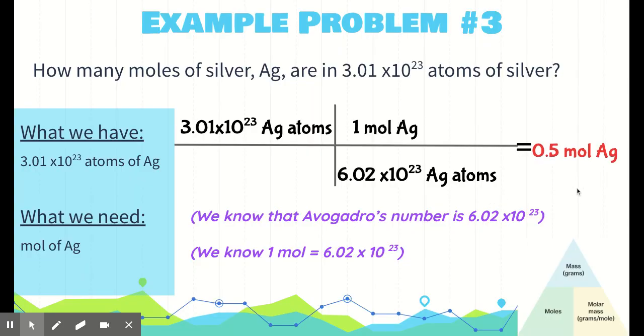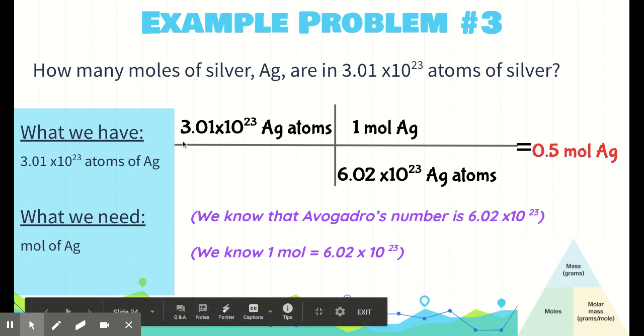For our last example, I believe this is the last one. How many moles of silver are in 3.01 times 10 to the 23rd atoms of silver? So this one won't come up quite as often. You're going to be converting a lot more between moles and mass, but this does come up occasionally. And this will be important later on in the year, especially with stoichiometry.